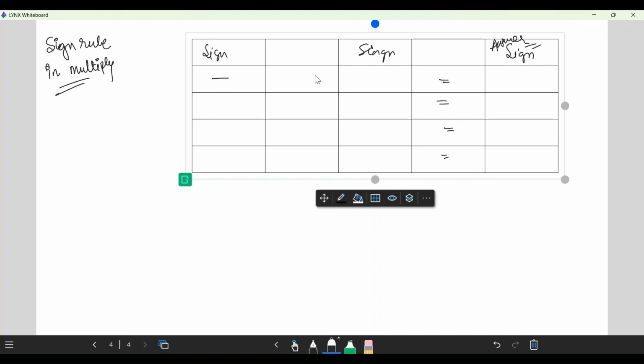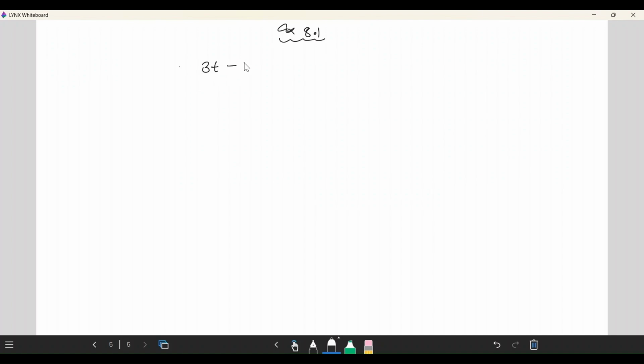So negative multiplied by negative will give a positive number, negative multiplied by positive gives a negative number, positive multiplied by negative gives a negative number, and a positive number multiplied by a positive number will give a positive number. As simple as I can tell you. Okay, in sign. Okay, now 3t minus 11 is equal to 7. So what you have to do in question number 1 in part first is find the value of t.